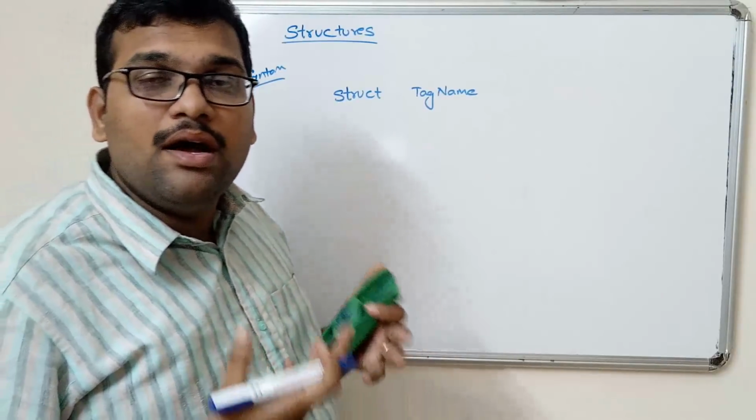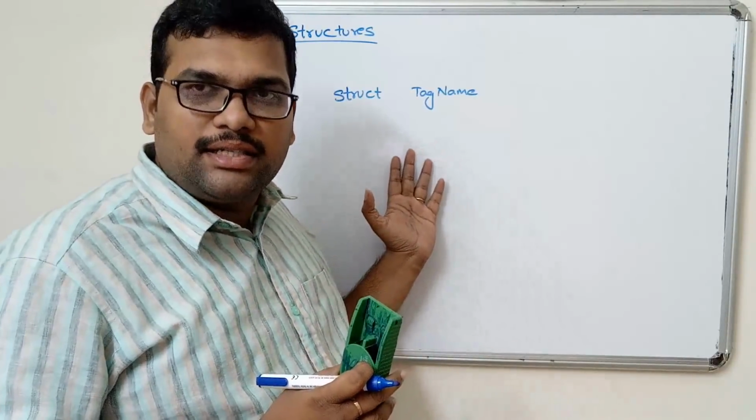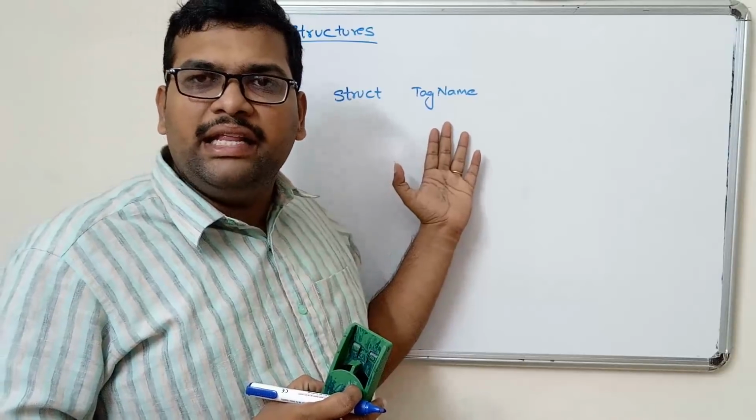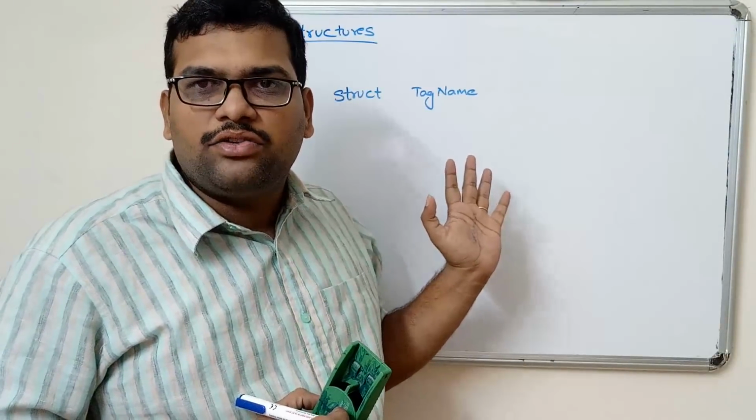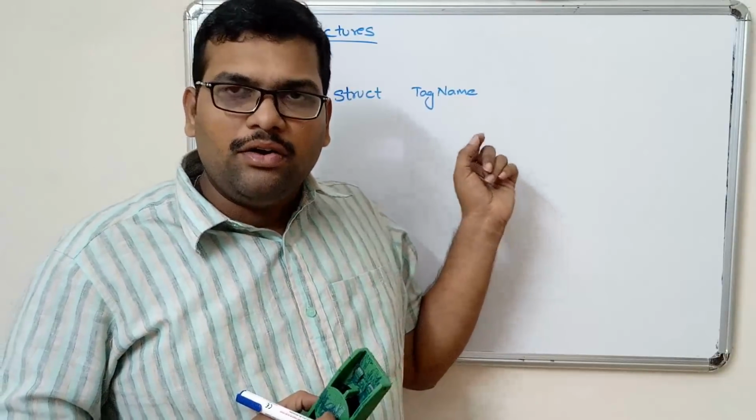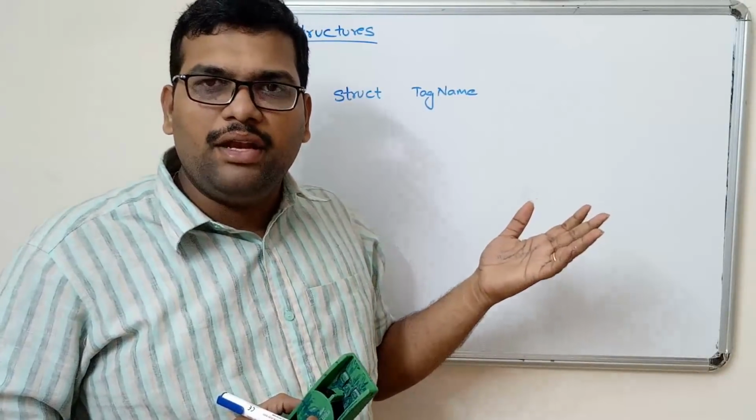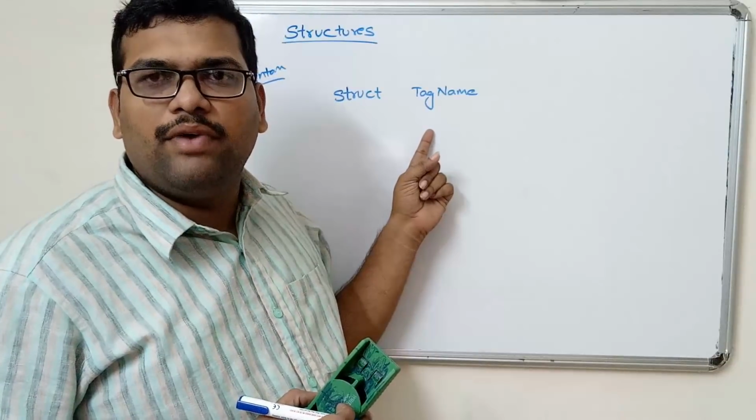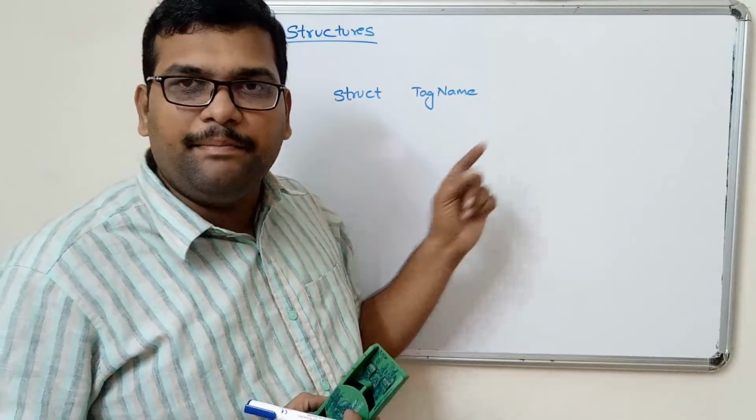So we have to give one name to the structure. That name can be anything other than the keywords. This is also just like our variables. We have to follow the same rules that we follow while creating a variable when creating the structure tag name.